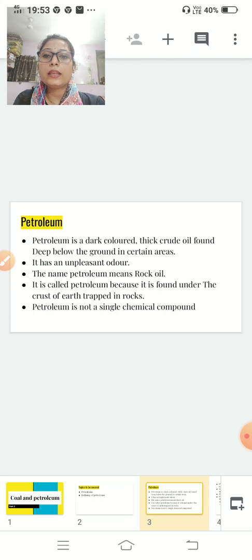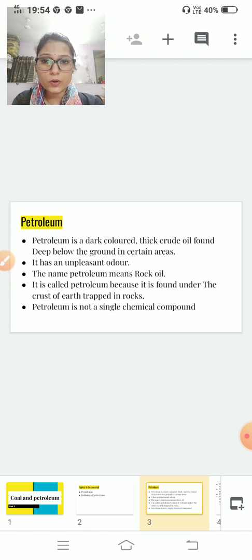Third, the name petroleum means rock oil. I already told you that. It is called petroleum because it is found under the crust of the earth, trapped in rocks. Clear? Trapped in rocks. If we are talking about the composition of petroleum, petroleum is not a single compound. It is made up of many carbon compounds.